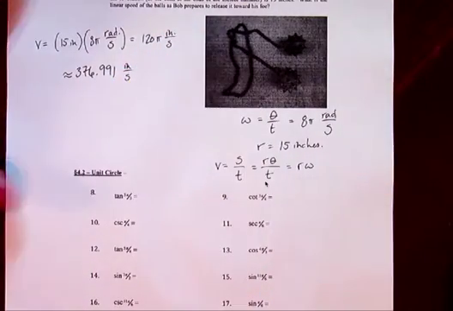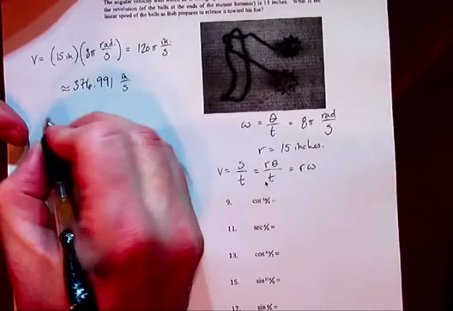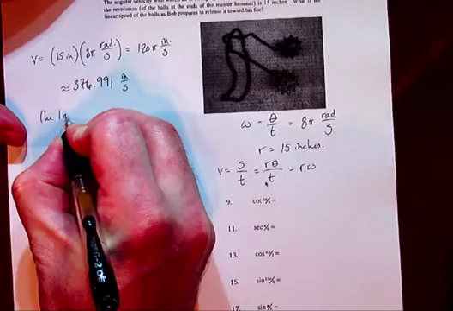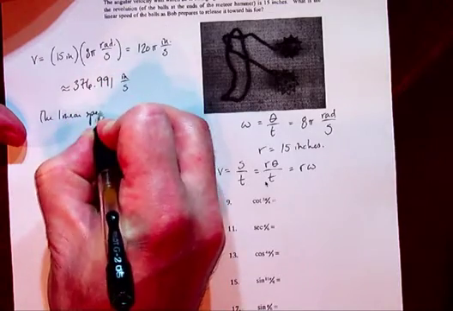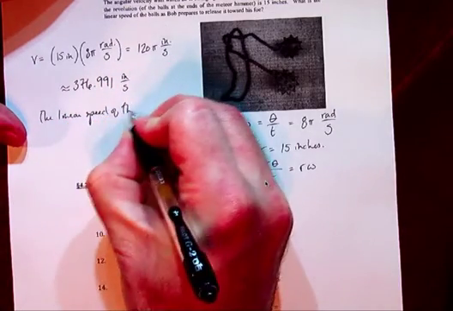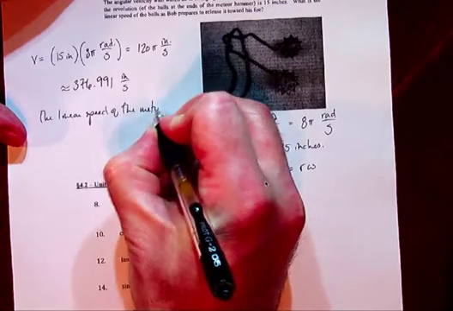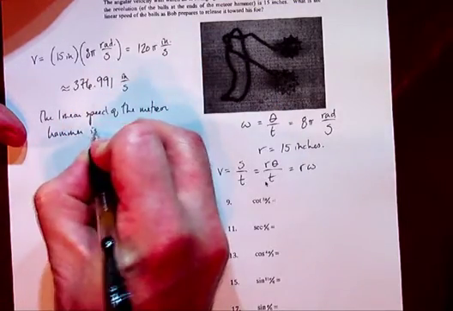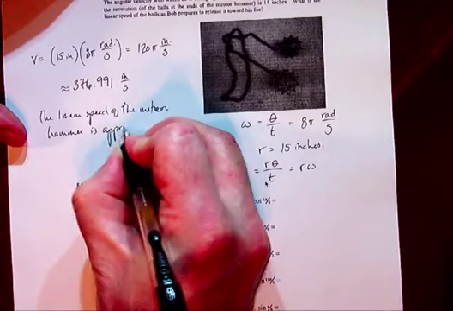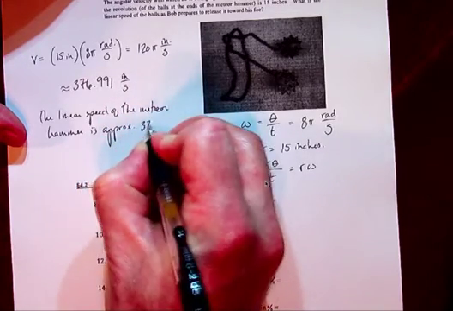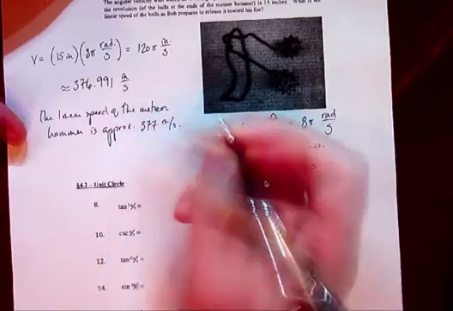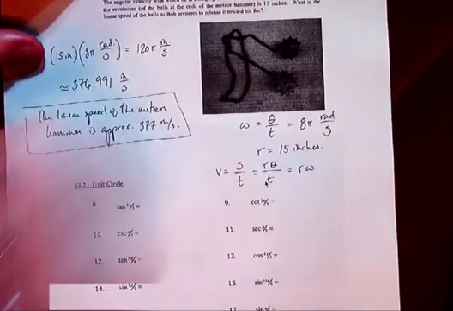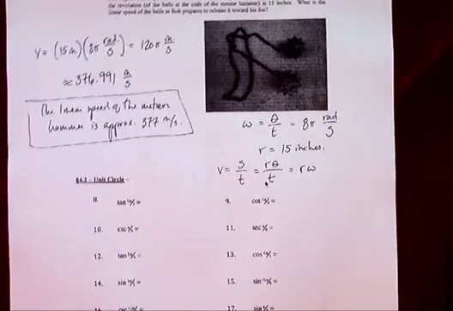But of course, it is asked in sentence form. We want to answer it in sentence form. So we say the linear speed of the meteor hammer is approximately 377 inches per second. Okay. And there we go.